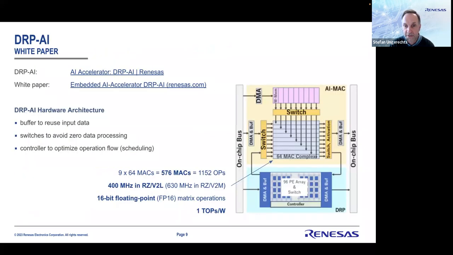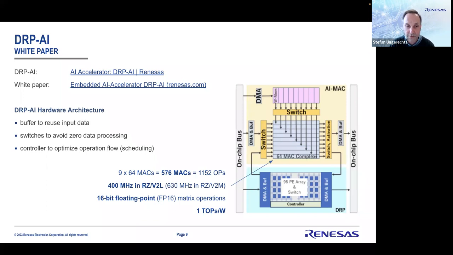The whole neural network can be processed with the DRP-AI, and the DRP-AI has a few more features to increase the performance and to reduce power consumption. For example, we have a buffer to reuse the input data. There are switches to avoid zero data processing, and we have a controller to optimize the operation flow. If you want to have a more detailed look, please check the white paper or additional information on our website.